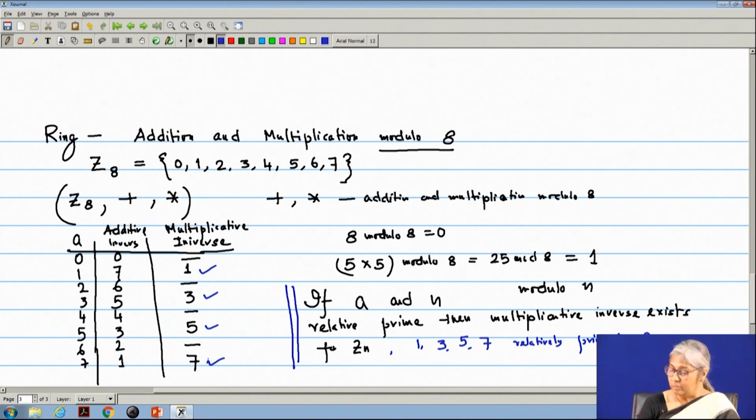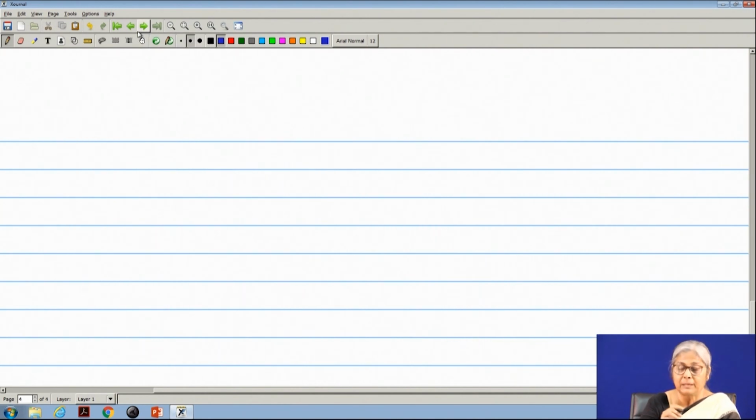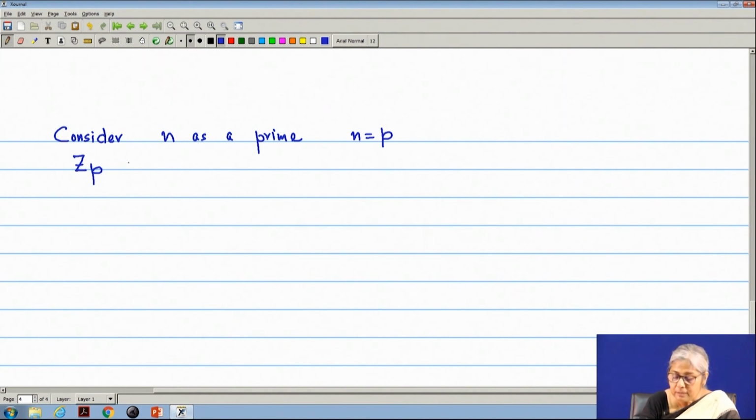Now, if it is a field, the multiplicative inverse must exist. So consider n as a prime. Then what will happen? Say it is Zn, or I write n equal to p, which is the normal convention. So we write Zp. Then the set Zp will be 0, 1, 2, 3 up to p minus 1.